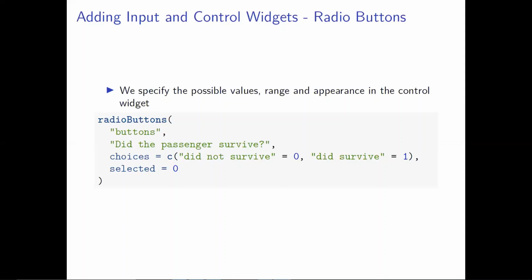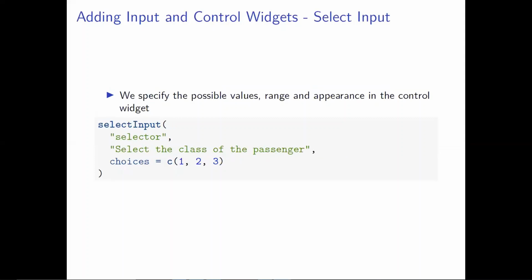And this is basically the idea of all of these widgets. So we have this ID, we have text, and then some further specifications of how these widgets should look. Select input is the same. We have the selector, this is our input ID. We have a label, select the class of the passenger, and then the choices 1, 2, 3. For selecting input, of course, we have no pre-selection because this would be rather strange. It's just like a drop-down list where the user can specify the choice he or she wants.